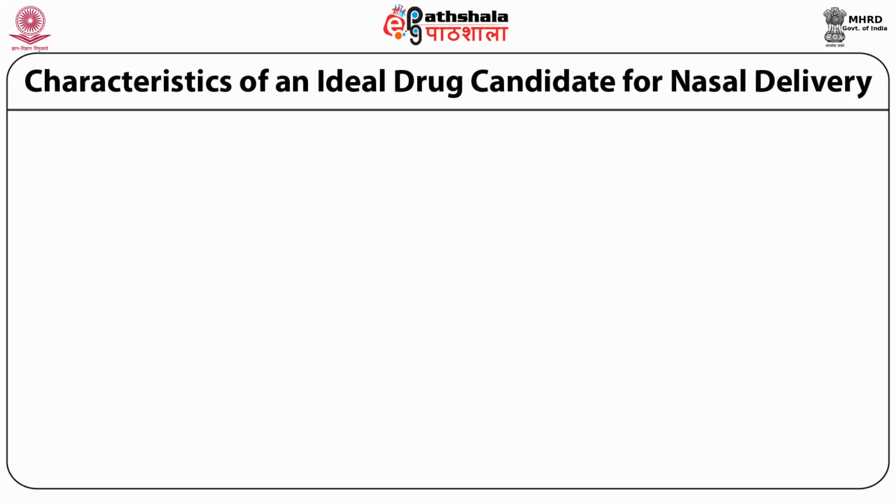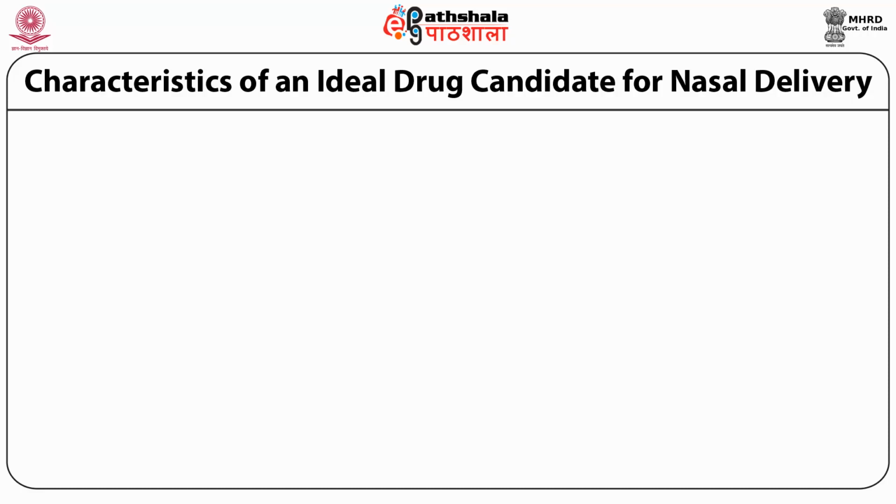My dear students, up till now we have talked in detail about the various parameters which will affect nasal drug delivery. We also were able to understand the various advantages and limitations of nasal drug delivery systems. Let us now try to understand a very important aspect, and that is the various characteristics of the ideal drug candidate which would be suitable for nasal delivery. It is not to be overemphasized that all drugs would not be suitable for such a system.